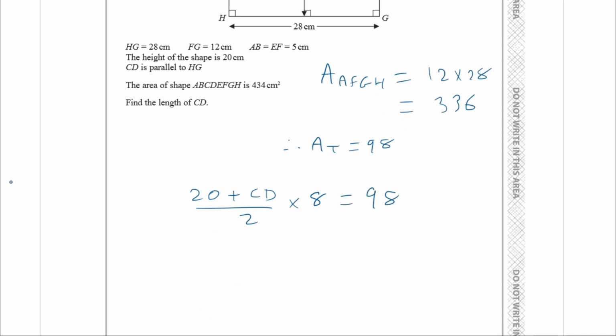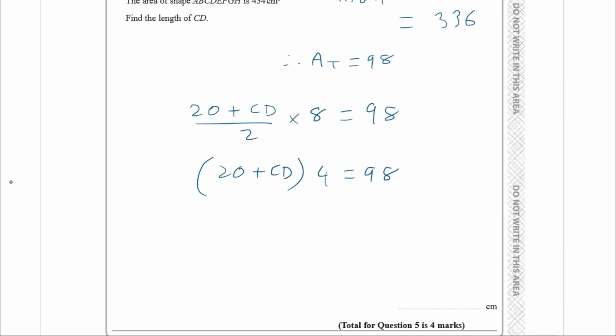The easiest thing to do here is to do 8 divided by 2, which is 4. So 20 plus CD, times 4, is equal to 98. I'm going to move the 4 to the other side, and 98 divided by 4. Well, 100 divided by 4 is 25, so 98 divided by 4 is going to be a little bit less than that. 96 divided by 4 is 24, so this is going to be 24.5, and CD looks like it's 4.5.